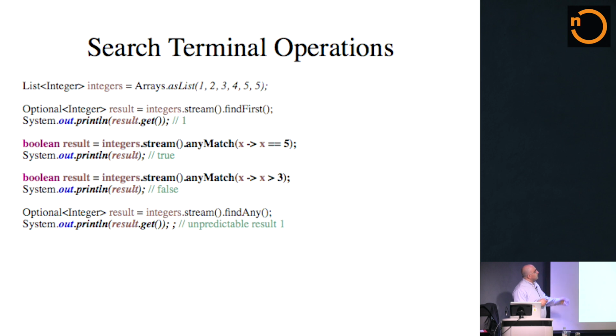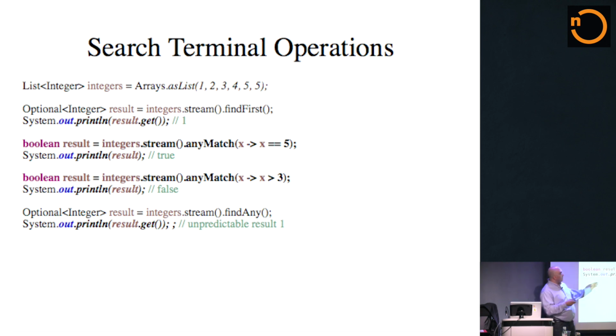As far as search terminal operations go, there's findFirst. Find me the first thing the stream gives, and then stop. Maybe you're just looking for the first file in a directory that matches something. Find me something, anything that matches: check the stream, is there anything that matches the condition x equals 5? Yes, there is. There is a value 5 in the stream.